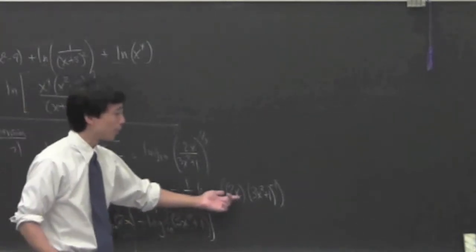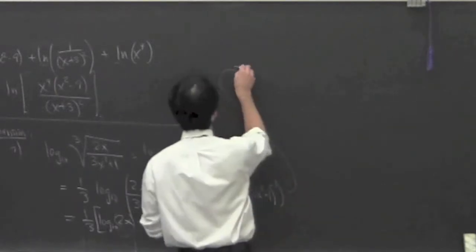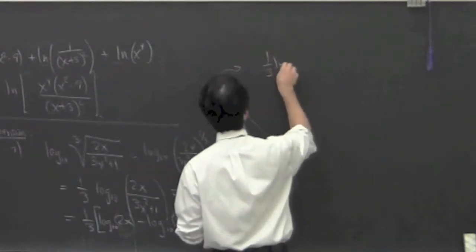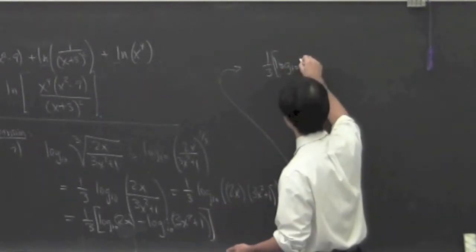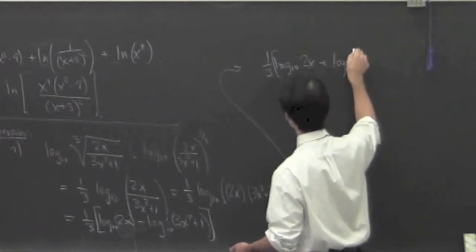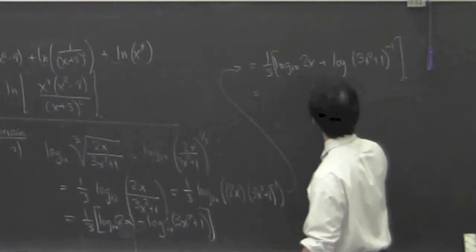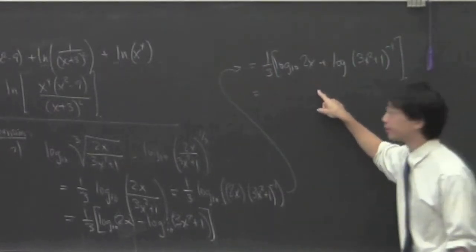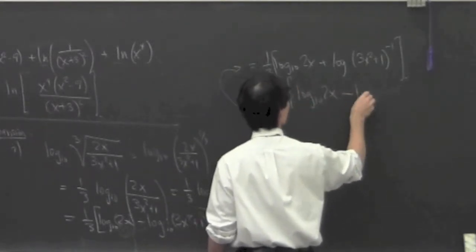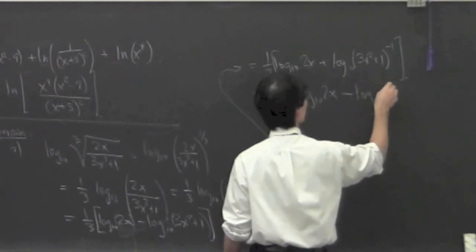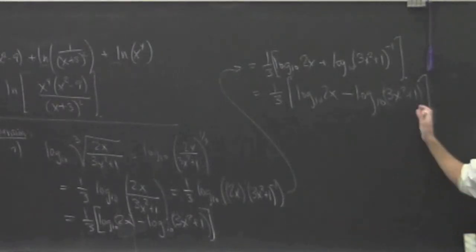And then we've got a log of a product. A log of a product is the sum of the logs, so we get the sum of the logs. And then we can pull the minus 1 out, giving 1/3 (log 2x minus log 3x squared). So you get the same thing.